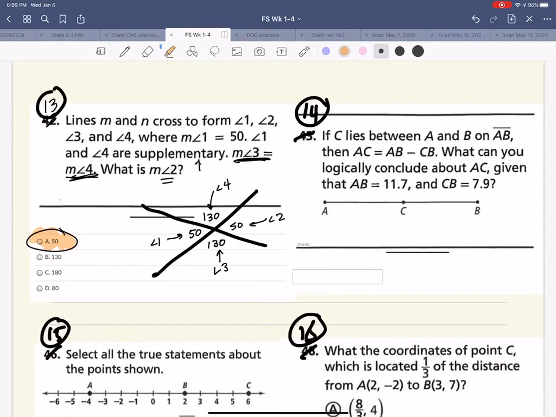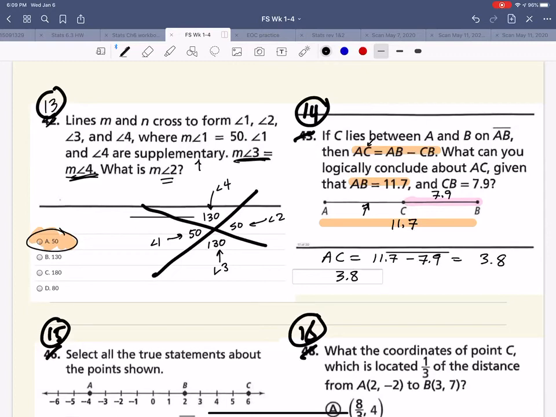C lies between A and B on a line, and this formula applies. So if AB, the whole thing, is 11.7, and if this little segment is 7.9, can you figure out this? And the formula says, yes, you totally can. You can solve for AC by saying AB, which is 11.7, take away 7.9, will give you your answer. So let's see, what do we get there? 3.8, and that is a fill-in-the-blank answer, 3.8.